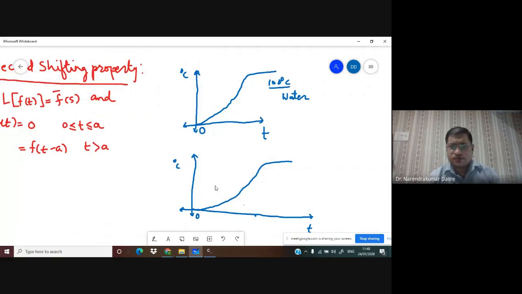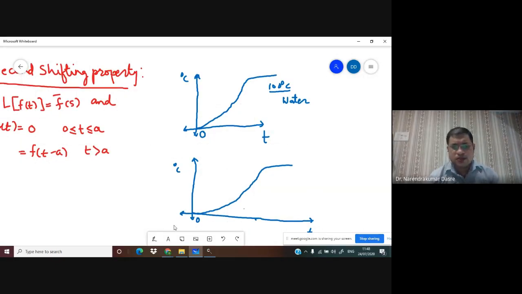Now you can see these two graphs. They are nearly the same. This portion of the graph is the same, and this portion is the same. Again, it will stabilize. This is going to be ice, and it will stabilize at 100 degrees centigrade. But you can see this portion. It starts with 0 degree, but in this portion, first the 0 degree ice will melt to 0 degree water.